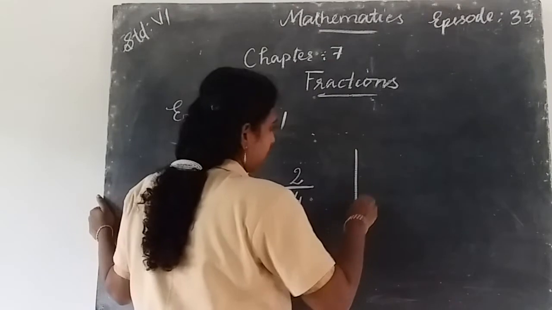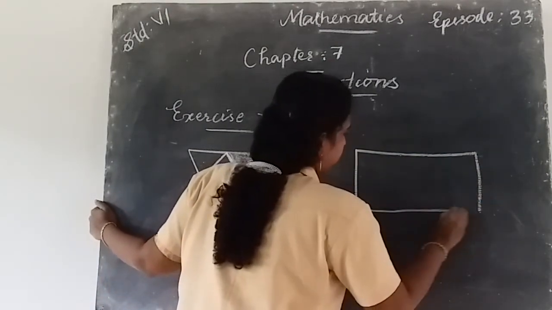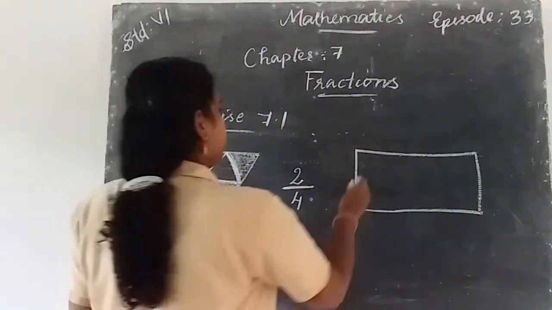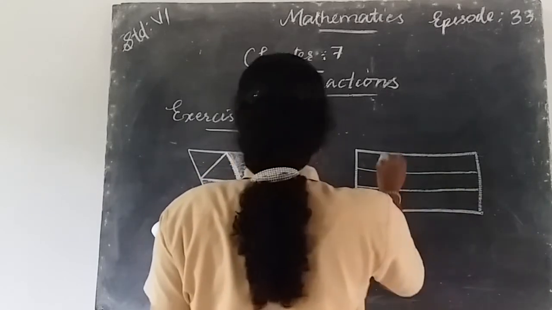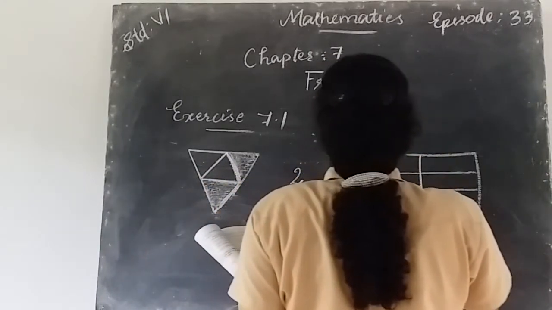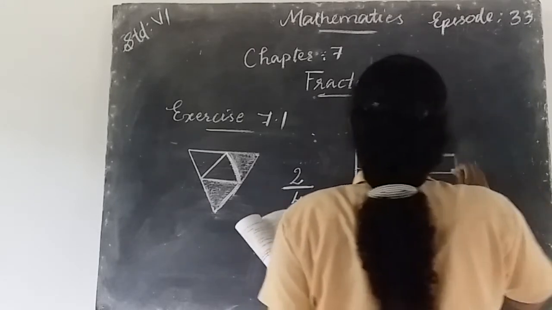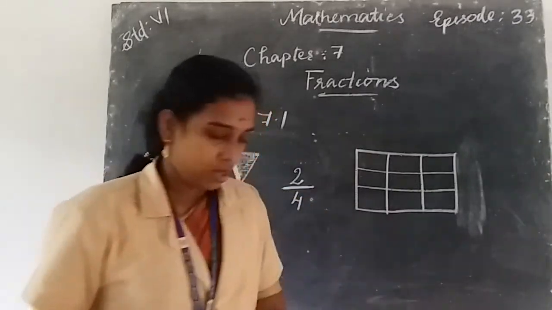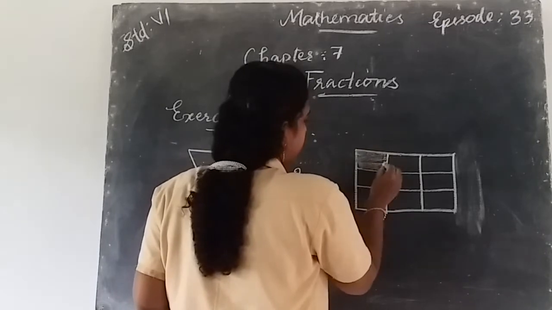And the second figure is like this. It's a rectangle, and the rectangle is equally divided into parts. And here are the shaded portions.